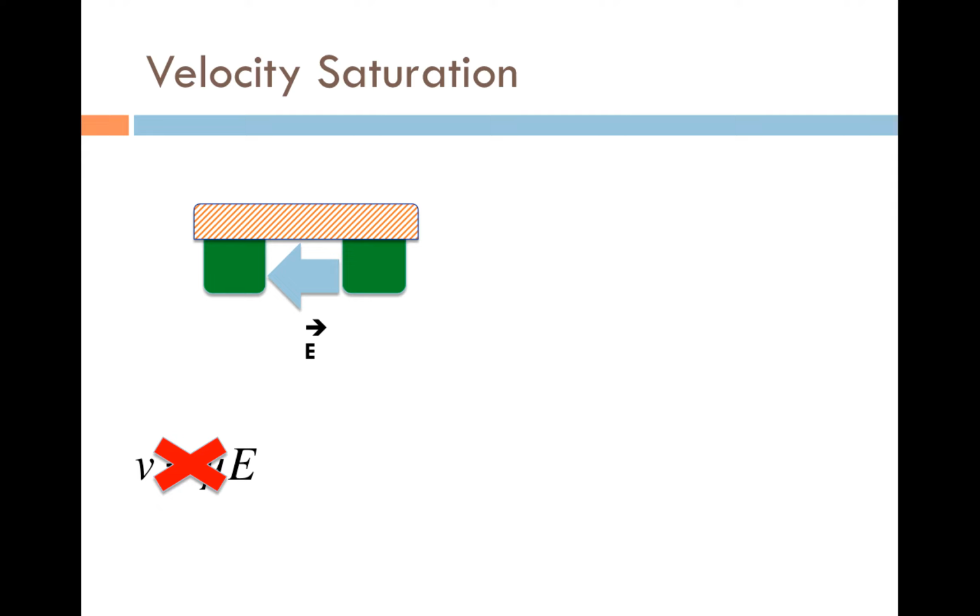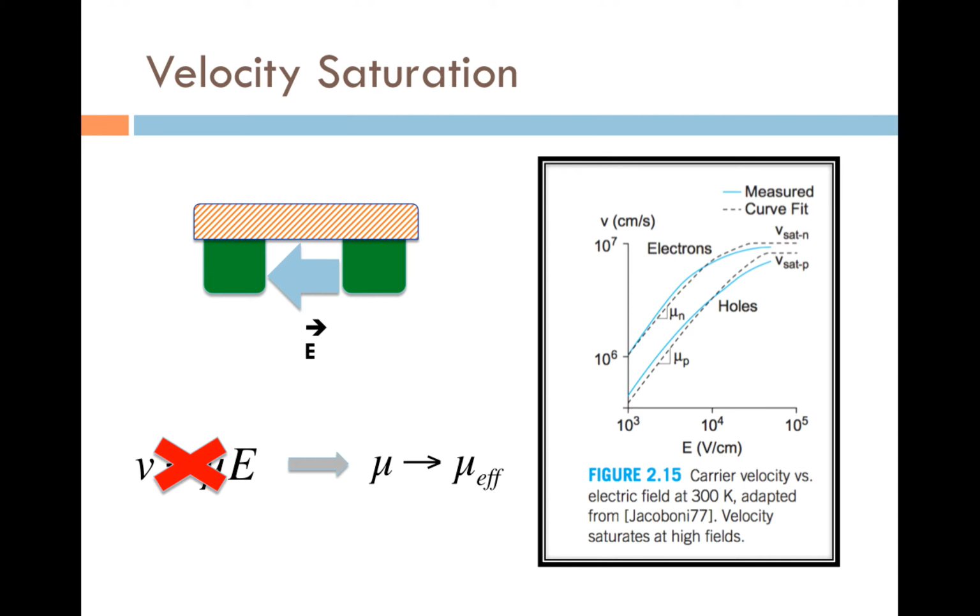Nevertheless, it is empirically demonstrated that there exists a critical electric field above which the velocity is no longer proportional to the electric field and reaches a saturation state. In order to model this behavior, mu is substituted by an effective mu, which is a function of VGS. In this plot, you can observe the evolution of the carrier velocity as a function of the electric field. It is clearly visible both the initial proportionality between velocity and electric field and the velocity saturation when a certain field is reached.